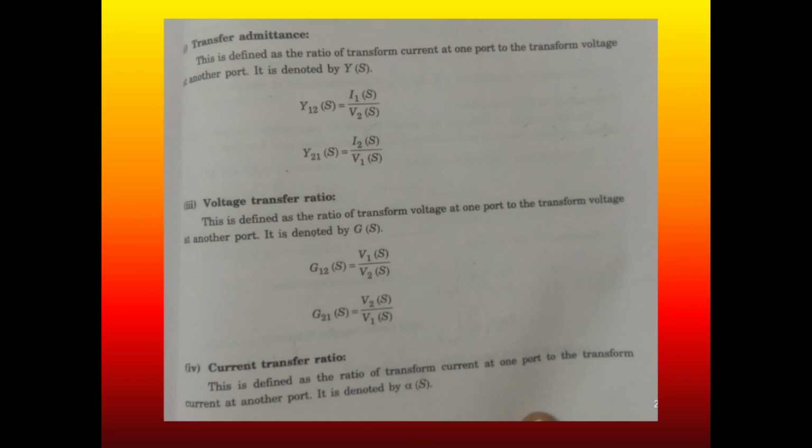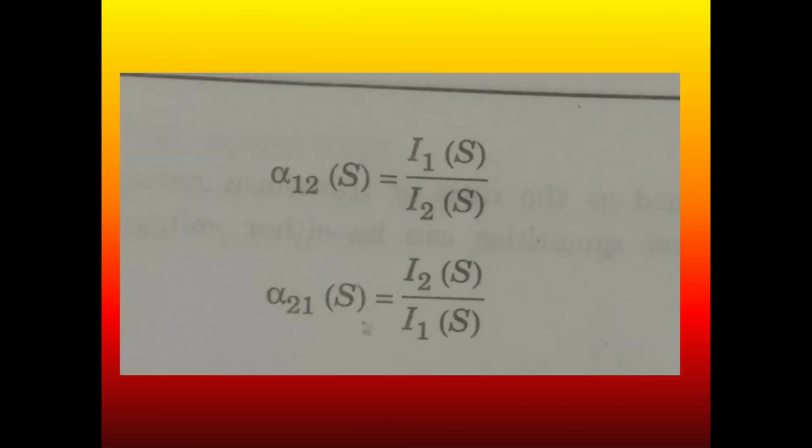Next, voltage transfer ratio. It is defined as the ratio of transform voltage at one port to the transform voltage at the other port. So, G12 of S is given by V1 of S divided by V2 of S. G21 of S is given by V2 of S divided by V1 of S. And the current transfer ratio is defined as the ratio of transform current at one port to the transform current at the other port. It is denoted as alpha. Alpha 12 of S is given by I1 of S divided by I2 of S. Alpha 21 of S is given by I2 of S divided by I1 of S. These are all the functions we are going to measure.